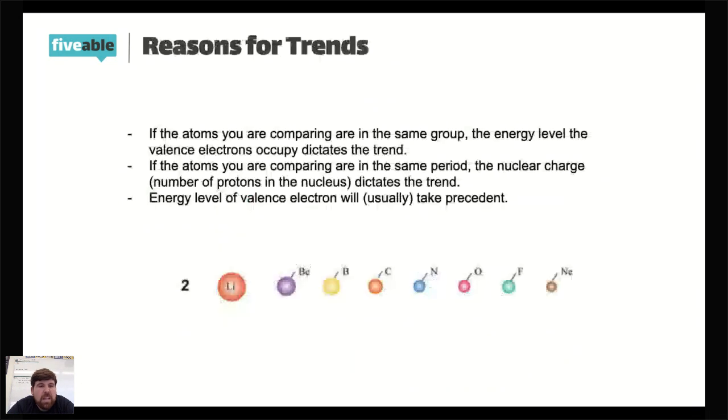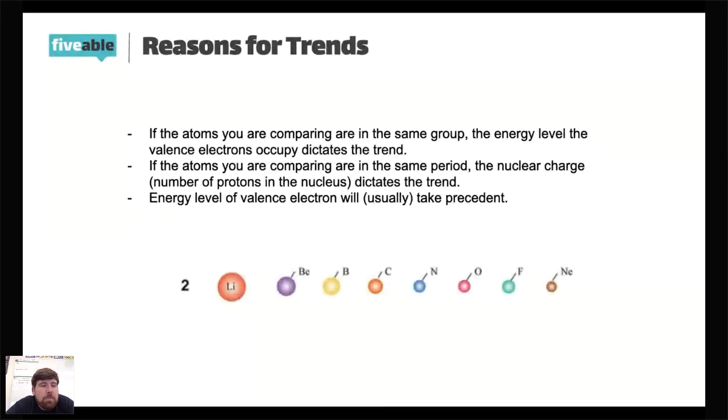So if the atoms you are comparing are in the same group, once again, up and down, then the thing that dictates the trend is going to be the energy level the valence electrons occupy. Remember, energy level describes the distance of the electron from the nucleus. So if the electrons are further away in a higher energy level, the atom is going to be larger. And that's why as you move down the group on the periodic table, the atoms get larger. That follows the trend as we would expect. And as electrons get further away from the nucleus, they become less attracted to the nucleus as well.